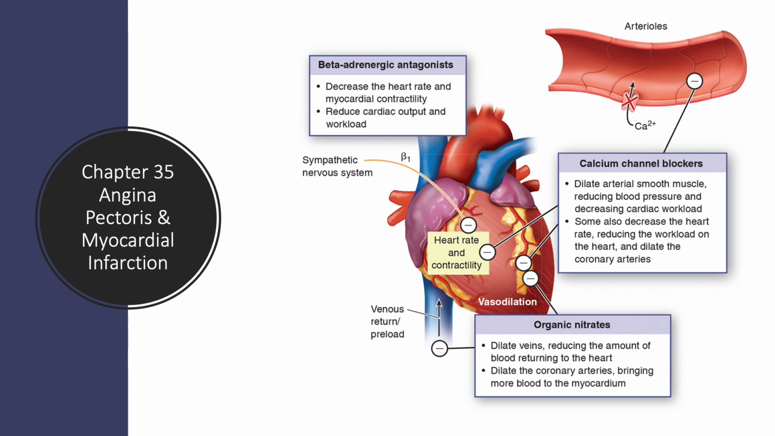Okay, so look at the three groups and try to understand how they reduce angina. And we'll also talk to them in terms of why we use them after a heart attack. But certainly, the nitrate group, reducing preload, dilating the coronary arteries, well, that makes sense. The beta blocker group, reducing contractility, reducing heart rate. That makes sense. It's going to reduce the workload of the heart, which will control angina. And then the calcium channel blocker group.